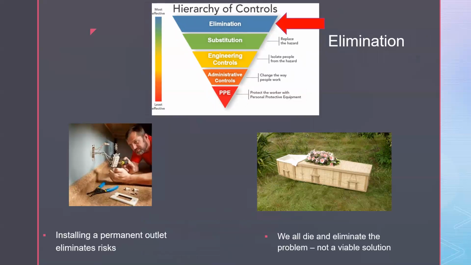In terms of COVID-19, for elimination, we eliminated the need for the extension cord. For a pandemic, the only way to eliminate the virus is if we all die. This is not a viable solution, so we need to move on to the substitution level.